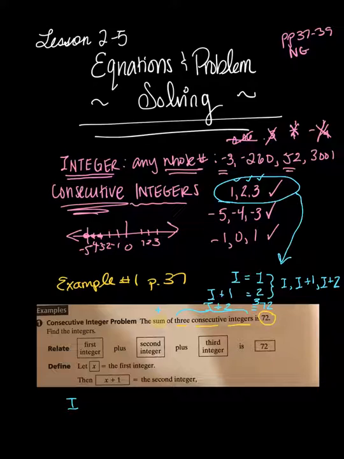Does that work for negative numbers? If I is negative 1, then I plus 1 is 0, because 1 plus negative 1 is 0. And if I add 1 to that, it gives me 1, or I plus 2. 2 plus negative 1 is a positive 1. So coming down here, the sum of 3 consecutive integers means they happen one after the other, and the difference between them is 1.